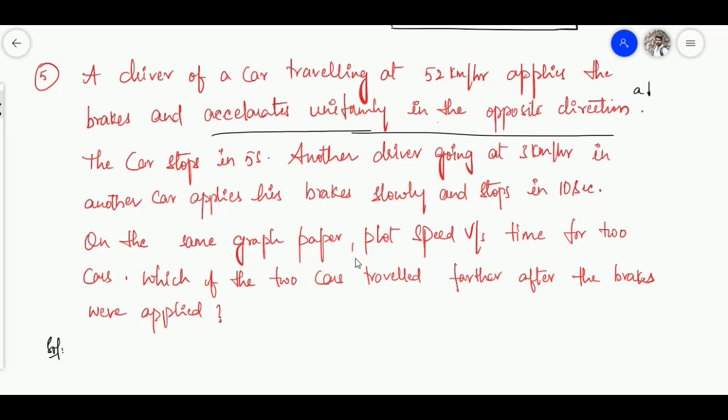And the car stops in 5 seconds after applying the brakes. Obviously the car won't stop instantaneously. It will take some time and it will travel some distance before stopping, right, after applying the brakes also. So it has taken 5 seconds.